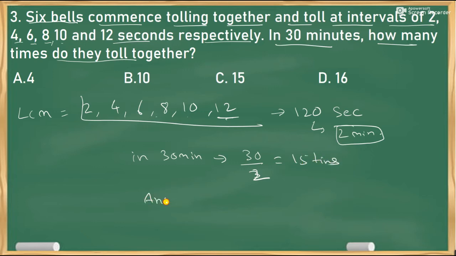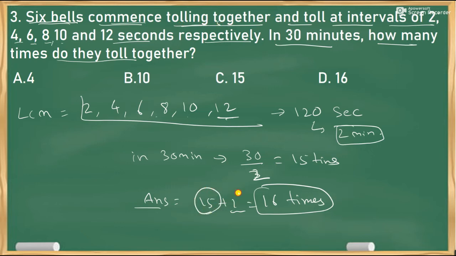But the answer is 15 plus 1, that is 16 times. Now many would be wondering why I have added plus 1 here. If you read the question carefully, it is given that 6 bells commence tolling together. That means we have calculated how many times they toll together after the first tolling. So first they have already tolled together, that is 1, plus 15 more in the next 30 minutes. Total it is 16 times. The answer is D. Clear? So that's the answer. Let me go for the next question.